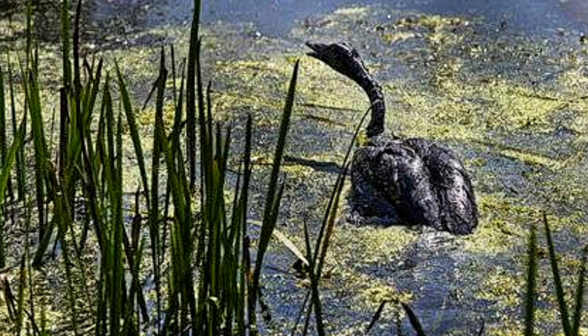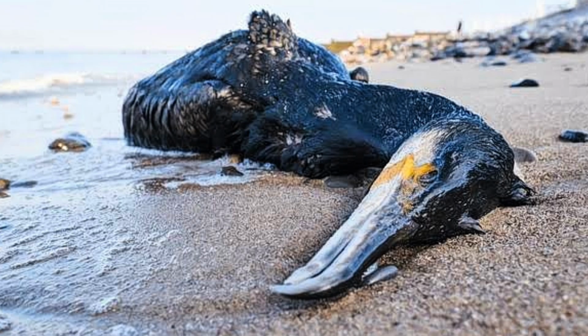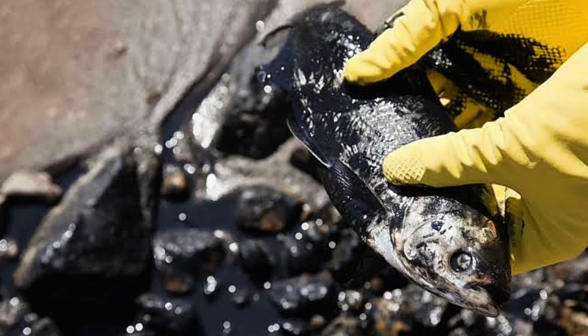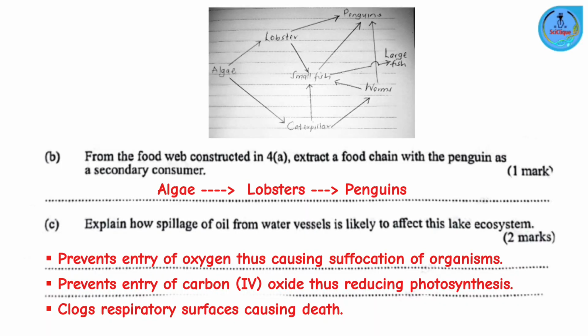Now, another effect is that the oil can end up clogging the respiratory surfaces of the aquatic organisms. This simply means that it can end up blocking respiratory surfaces such as gills, which of course will ultimately lead to the death of such animals.